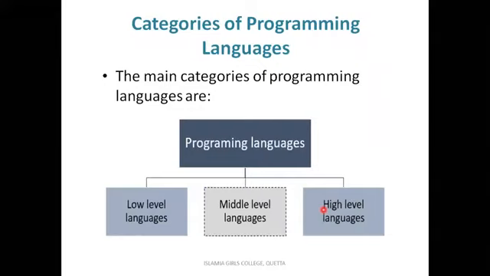In this lecture, we will start the categories of programming languages. So as you can see on your screens, the programming languages are broadly divided into two categories: low-level and high-level languages. However, there are some languages which have the characteristics of both. Such languages are called the middle-level languages. We will study in detail all the three languages. So let's start with the low-level languages.